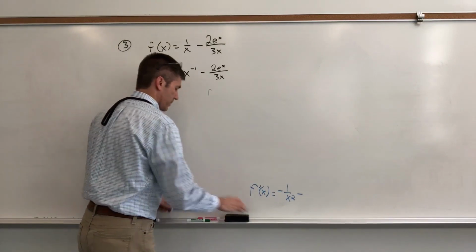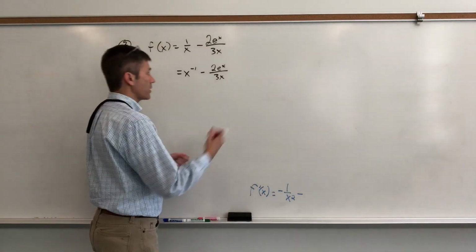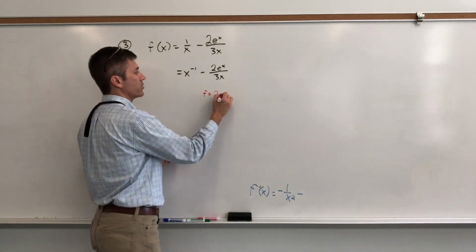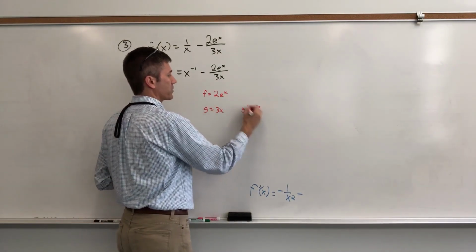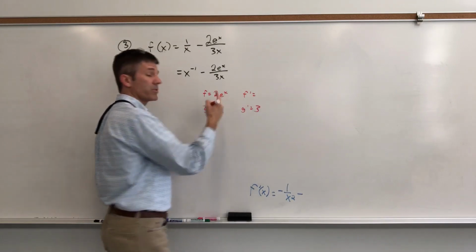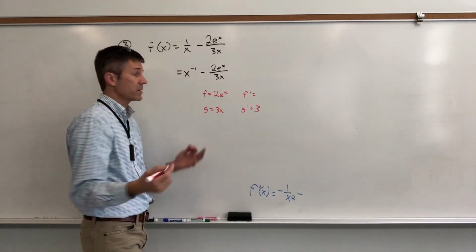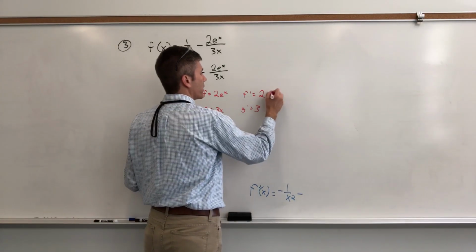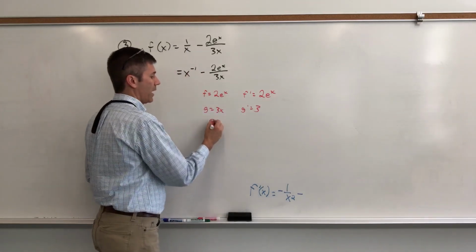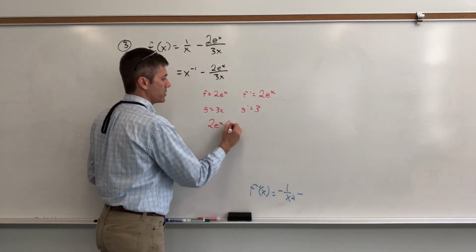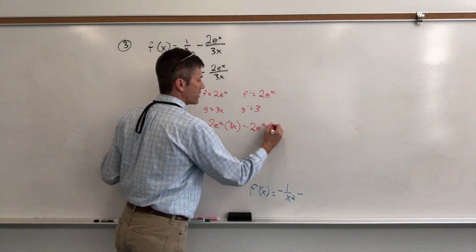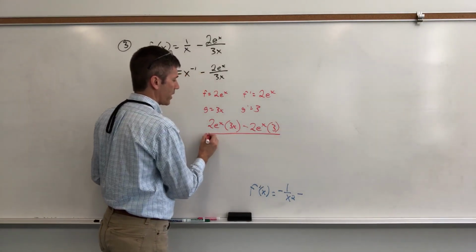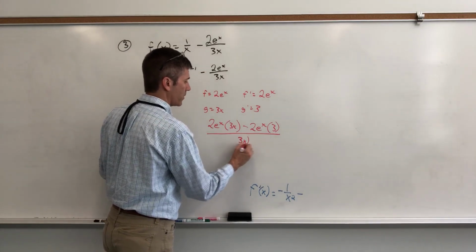Okay? If we have a double negative, we'll deal with it later. Wrong color. Not that it matters. Okay. F is 2e to the x. G is 3x. G prime is 3. F prime is, well, the derivative of e to the x is e to the x, but we double it, so it's 2e to the x. Here we go. F prime g minus f g prime, all divided by g squared.